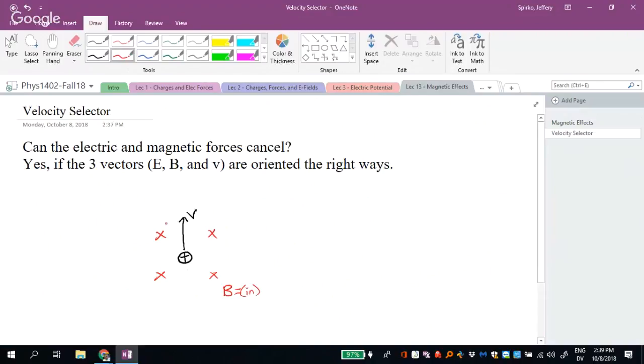So I'm going to put that in here in the same red color as B, just because I want to distinguish magnetic effects from electric effects. Now, my original thing I wanted to do was make these two forces cancel. So I'm going to switch over to blue.